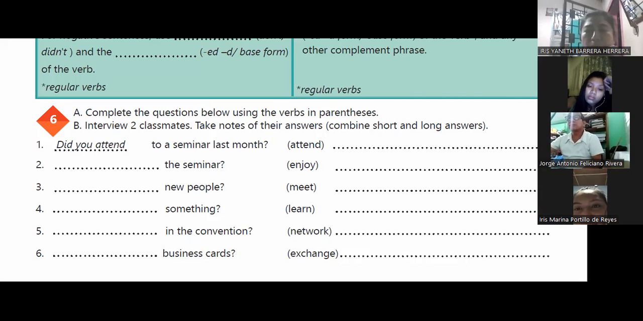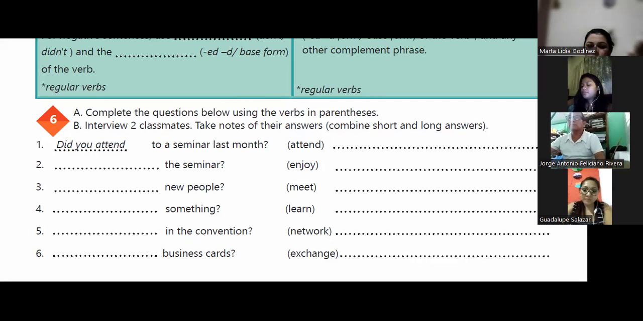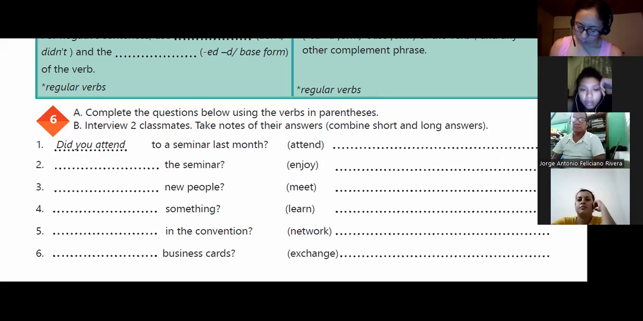¿Quién me ayuda del grupo? Lizette. It is Marina, Lizette or Marta Lidia. If you want, you can ask Marta Lidia. ¿Usted las escuchó, Marta Lidia? ¿Pudo escucharlas? Llegué casi a la salida, teacher. Ok, then. I can help. Thank you very much, Lizette. Ok, go ahead. It is Janet and Lizette.